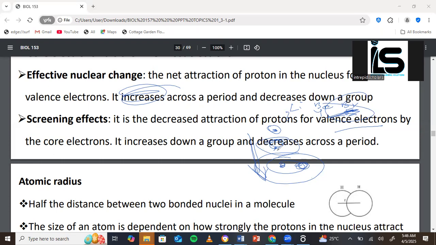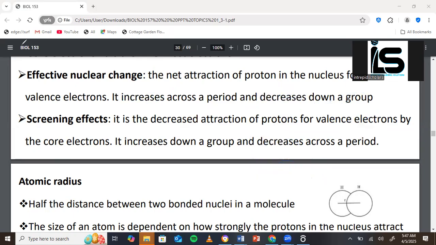Now, for effective nuclear charge down the group, even though the atomic number increases down the group, we are saying that the increase in screening effect surpasses the increase in effective nuclear charge. So still you realize that the effective nuclear charge will decrease down the group. Very important to know. So that is how these ones will be.